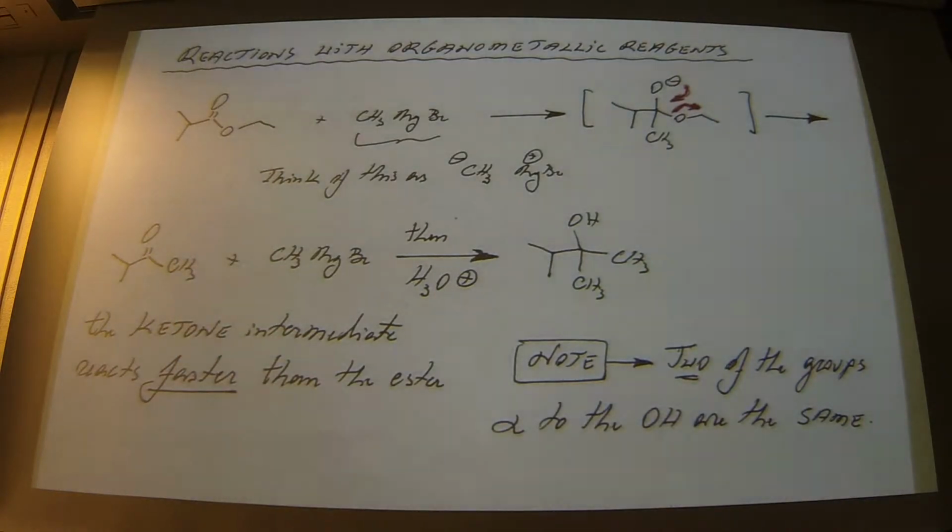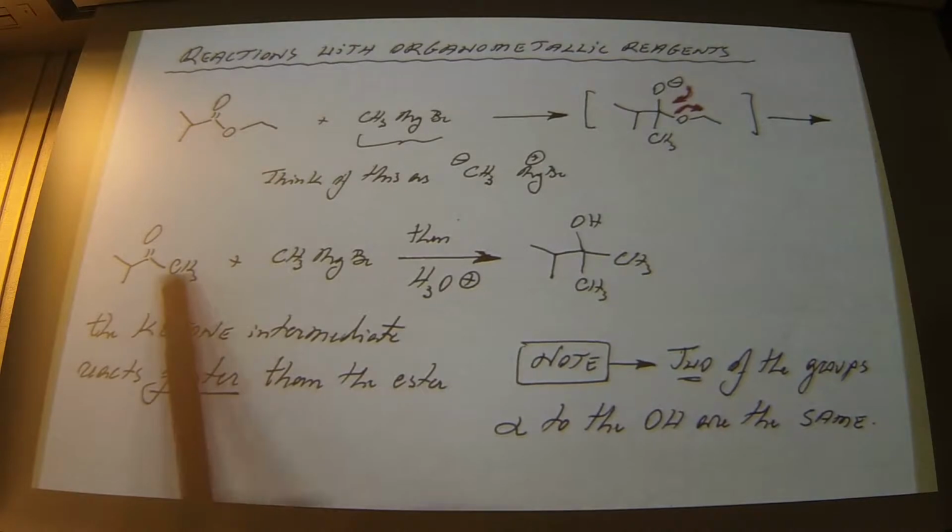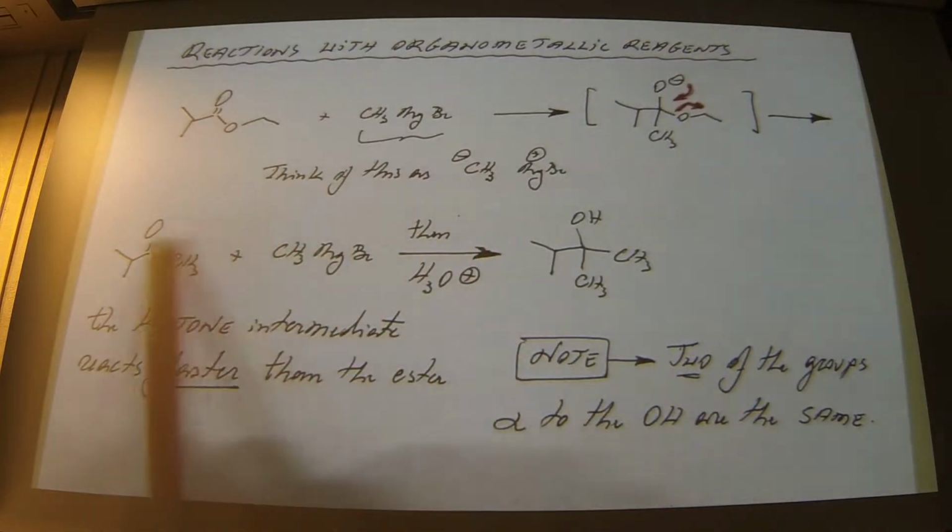Which is more reactive, ester or ketone? Well, you know that ketones are more reactive than esters, because the reactivity series goes from acid chloride and hydride, aldehyde, ketone, ester, right? And so the next addition takes place even faster than the first. And so methyl minus attacks that carbonyl.